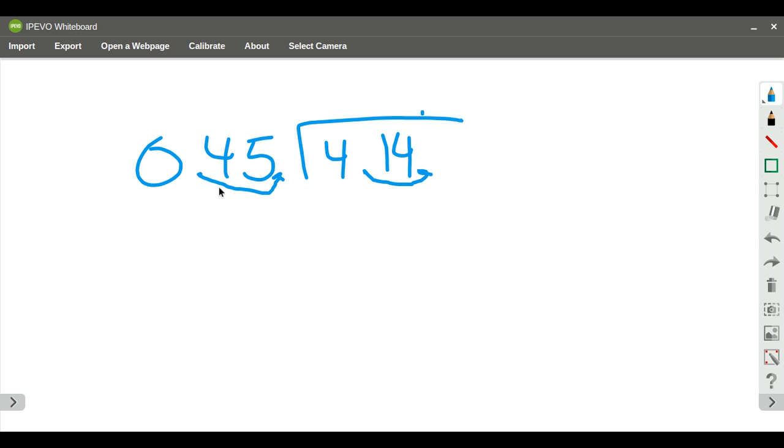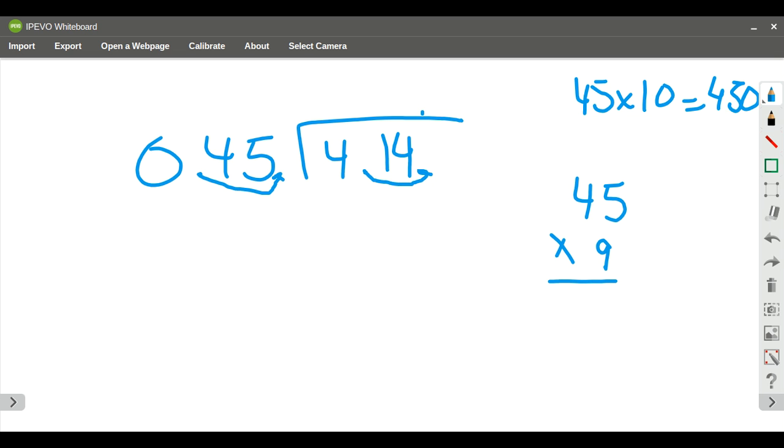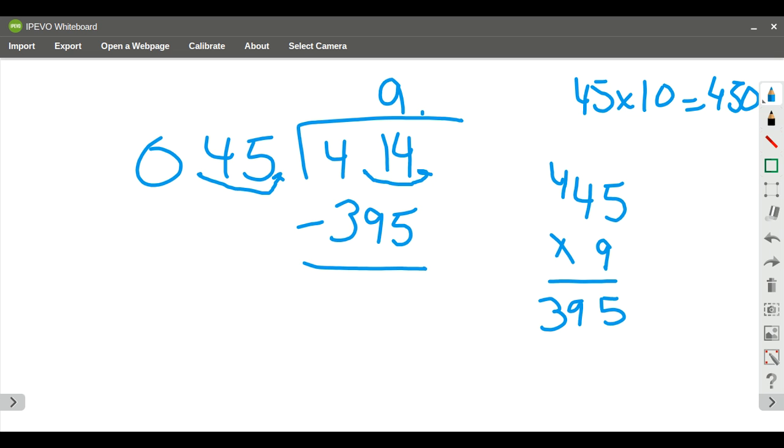My guess is that 45 times 10 is 450, so I'm going to go down a math fact. I'm going to do 45 times 9 and see if that works. 9 times 5 is 45, so I put down the 5. I'm going to regroup the 4. 9 times 4 is 36, plus 4 is 39. So it works. 9 is going to go above the second 4. And then I have 395, and I'm going to subtract that from 414.